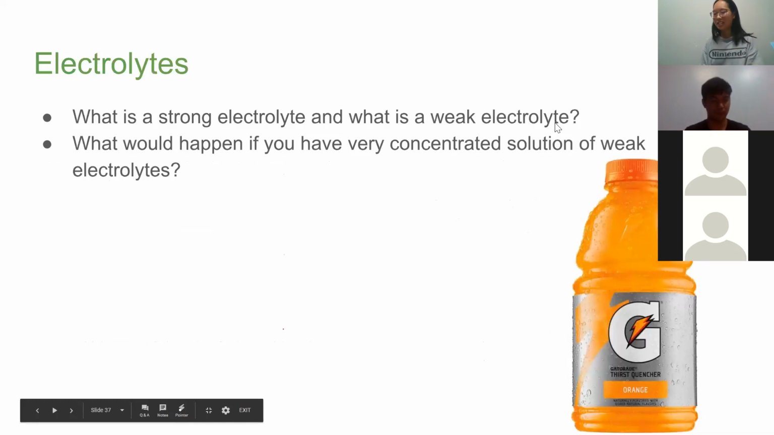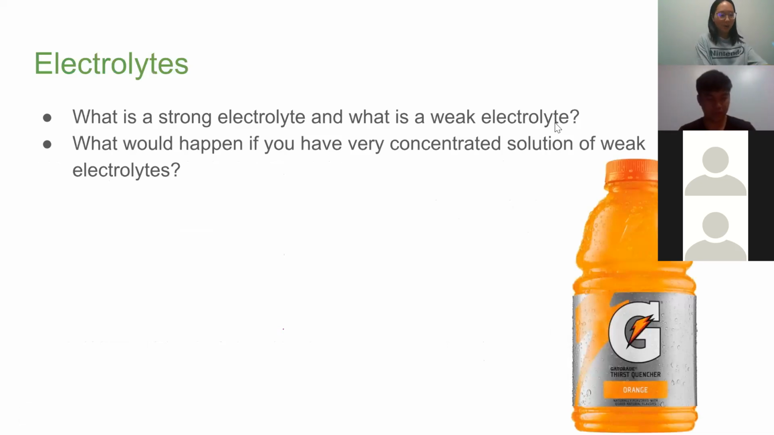All right. So, speaking of acids and bases, we're going to talk about some electrolytes. What are electrolytes? Answer the following two questions in your notes. What is a strong electrolyte and what is a weak electrolyte? And also answer this question about what would happen if you have a very concentrated solution with electrolytes. So your solution itself has a large abundance of electrolytes. What kind of properties or what kind of observations would that have?